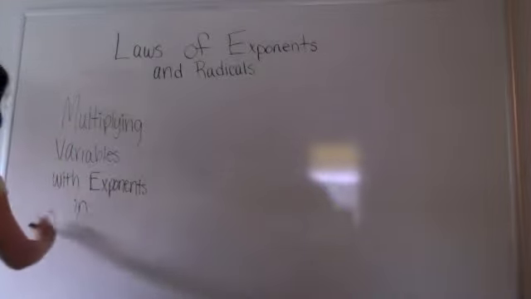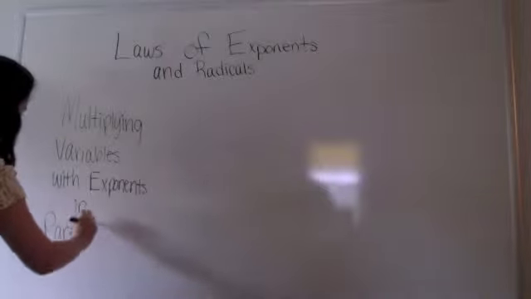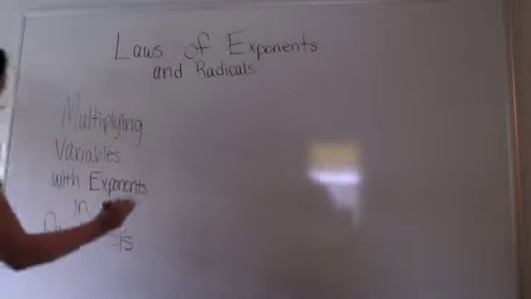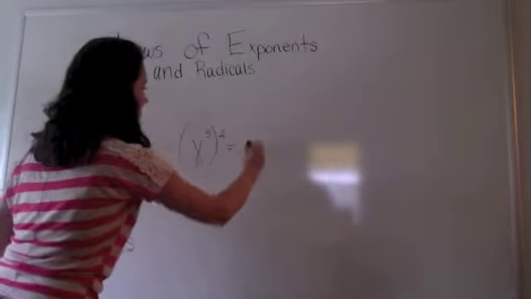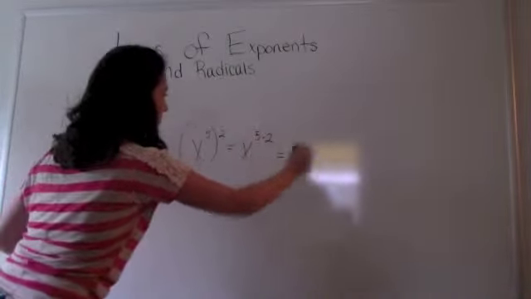Multiplying exponents in parentheses. If you're multiplying exponents in parentheses, you multiply the exponents. In example 3, you take x raised to the 5th raised to the 2nd. You multiply 5 times 2 and you're left with x to the 10th.